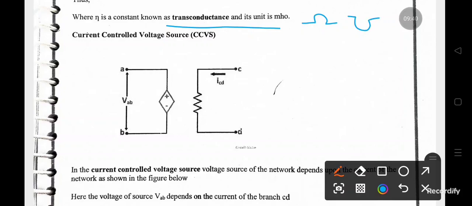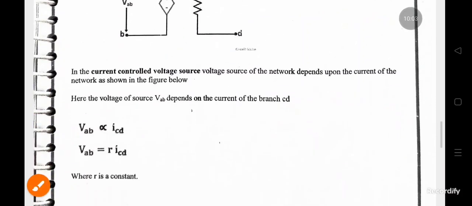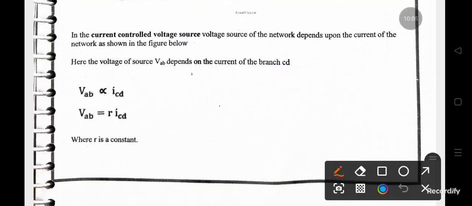Third one is current controlled voltage source. We can also represent it as CCVS. In the figure, the voltage of the source depends upon the current of the network as shown in the figure below. Here the voltage of source VAB depends on the current of the branch CD. VAB is directly proportional to ICD, VAB equals R ICD, where R is a constant.